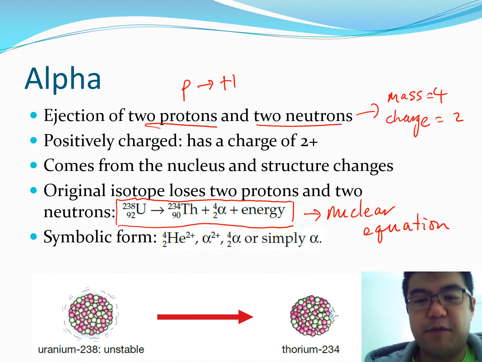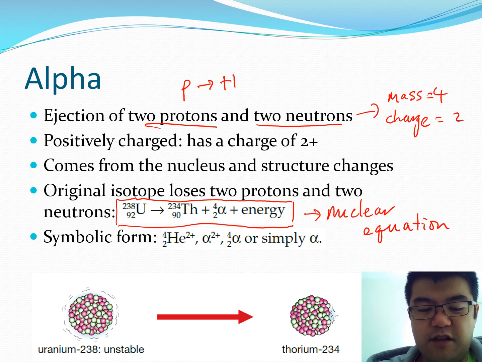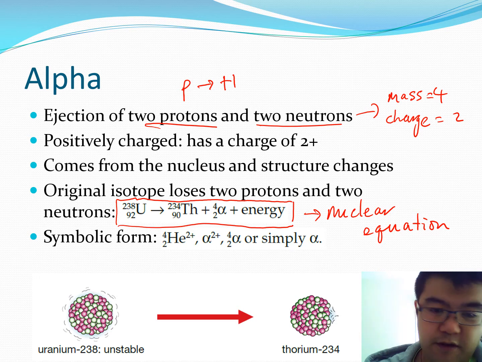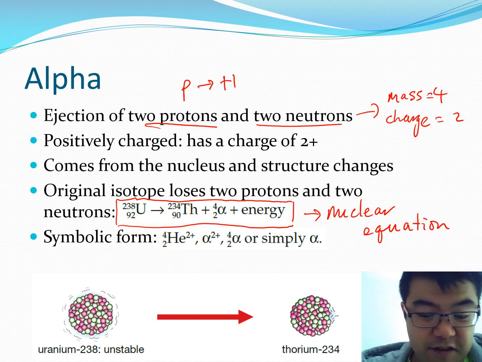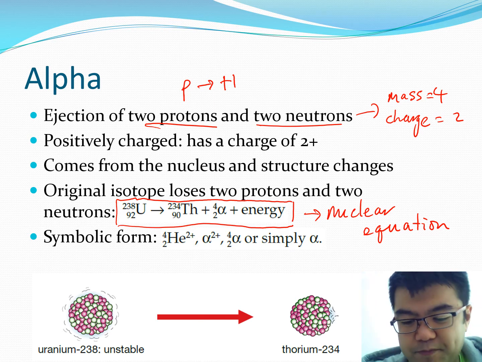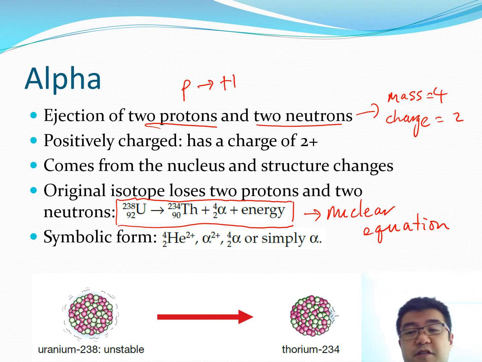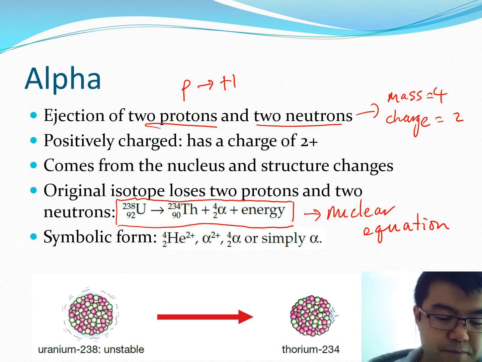Alright, so there are various ways that this can be written for an alpha particle. You can see down on the bottom. The video is kind of in the way. Hang on. I'll temporarily remove my face. So on the bottom here, uranium-238 is unstable. After it changes to thorium, you can see an alpha particle is being ejected.